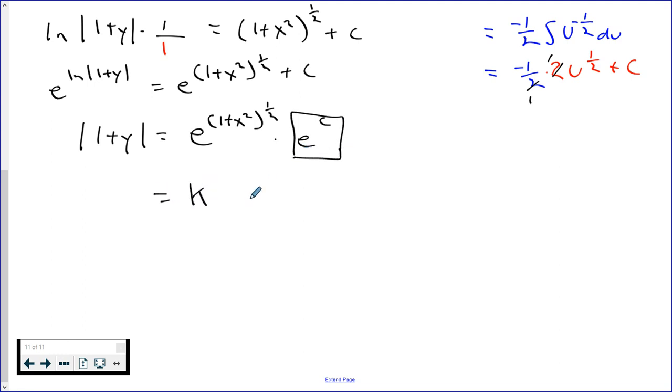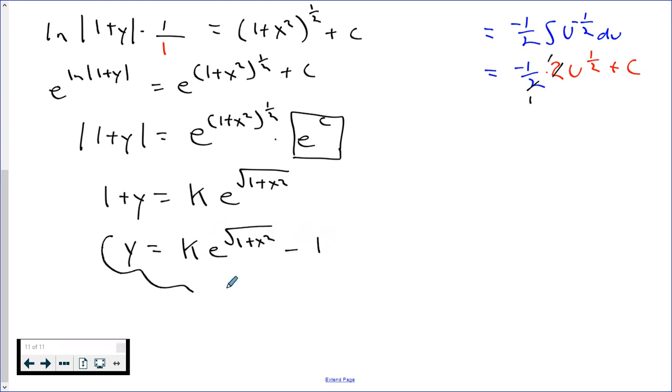We'll call you k. This will be e to the, and you know what? Let's get fancy schmancy and call this radical 1 plus x squared. And since k can be positive or negative, I can lose the absolute value bars. And now to solve for y, it's pretty easy. Just subtract 1 from both sides. So I get y equals k e to the radical 1 plus x squared minus 1. Put a happy cloud around it.